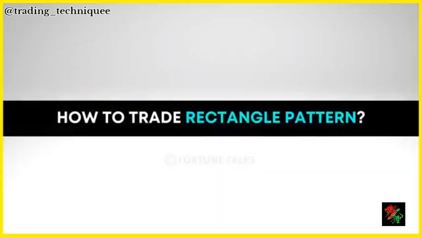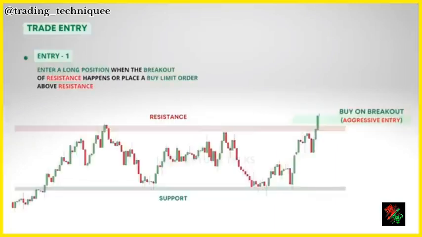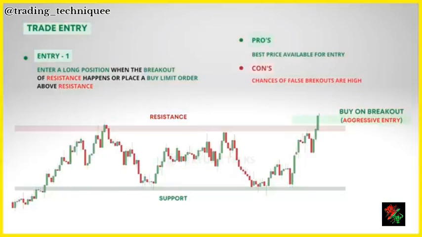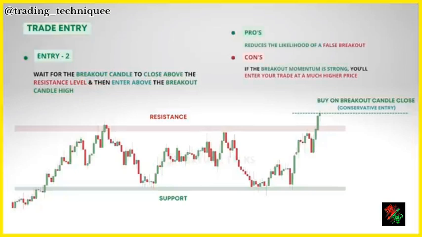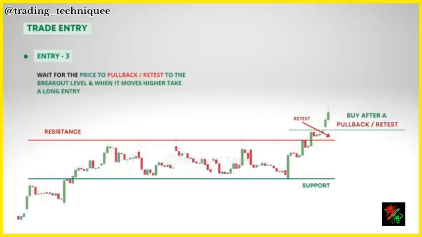Now, how to trade when you see a rectangle pattern? For a top rectangle pattern, you can enter a long trade when the price breaks above the resistance level if you are an aggressive trader looking for the best price to take an entry. The downside is that it could be a false breakout and you can get stopped out. The next approach is more conservative, where we will wait for the breakout candle to close above the resistance level. Most often, this method will reduce the chances of getting trapped in a fake out. But the only limitation is when the price breaks out with huge momentum and you will now be buying at higher prices.